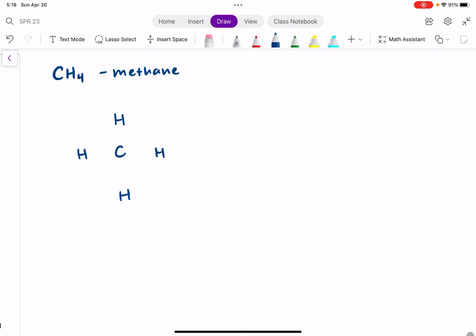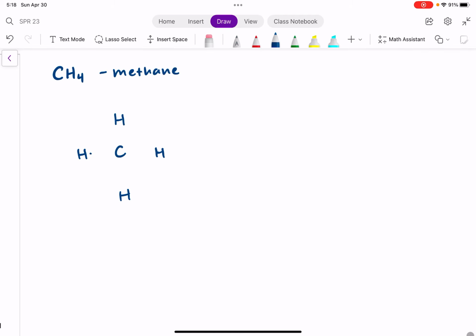Now I want to draw the Lewis dot diagrams. Remember, I want to show how many valence electrons each of these has to contribute, because I know they're going to eventually share some, right? That's how they form this compound, this molecule. And remember, we know it's a molecule because it has 2 nonmetals. So it's covalent. So let's go ahead and draw our valence electrons. So hydrogen, each hydrogen has how many valence electrons? Yeah, 1, it's in group 1A.